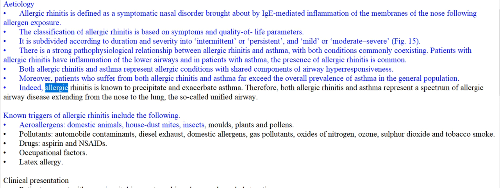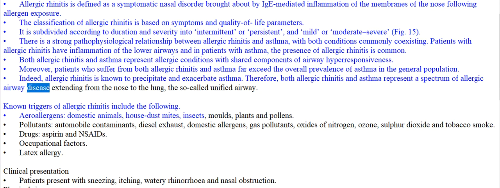Indeed, allergic rhinitis is known to precipitate and exacerbate asthma. Therefore, both allergic rhinitis and asthma represent a spectrum of allergic airway disease extending from the nose to the lung, the so-called unified airway.